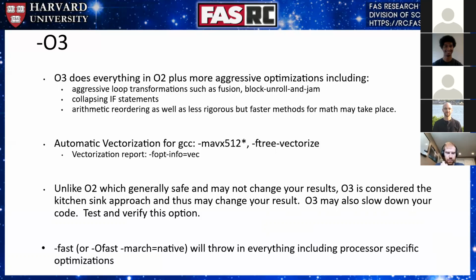Unlike O2, which is generally safe and may not change your results, O3 is the kitchen sink approach. It's throwing in everything it possibly can do. Therefore, O3 can lead to code bloat. O3 can in fact slow down your code because it may do things that it didn't expect. It may actually be inefficient in doing that because it's making a bunch of guesses that may actually not be true. But O3 may also massively speed up your code.